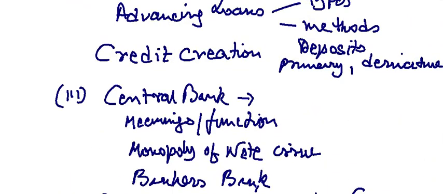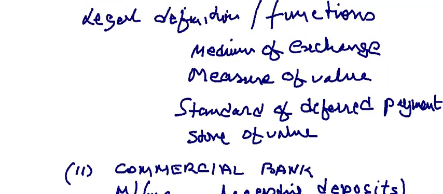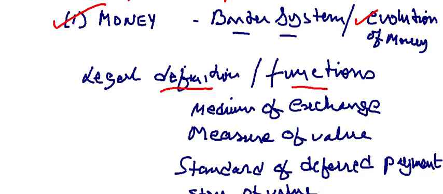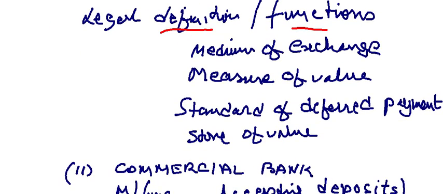So I'm just going through what we discussed under this part of the syllabus. Just have a look, and maybe it's not tough actually, it's just a bit long. There are a few things which we have to know. As we discussed, banking in India, first thing is money. So the evolution of money, then the definition of money, and the functions of money: money is a medium of exchange, measure of value, standard of deferred payment, and store of value.